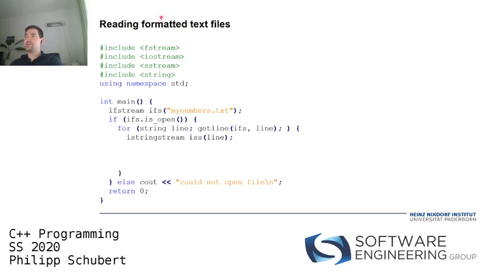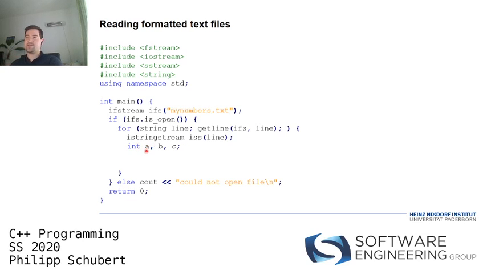What you could now do is to read the formatted data. From that string, from that line of that file of type string which you just read, you could now create an input string stream variable, ISS. This input string stream allows you to read structured data from a string.